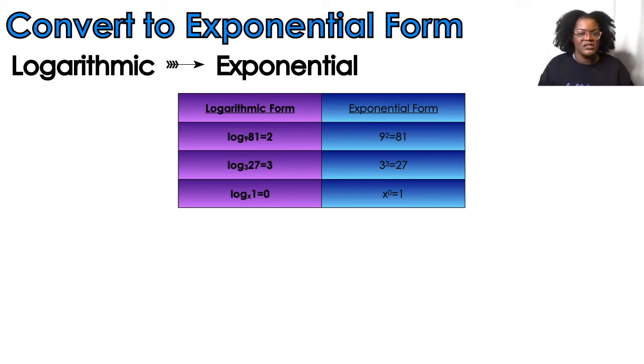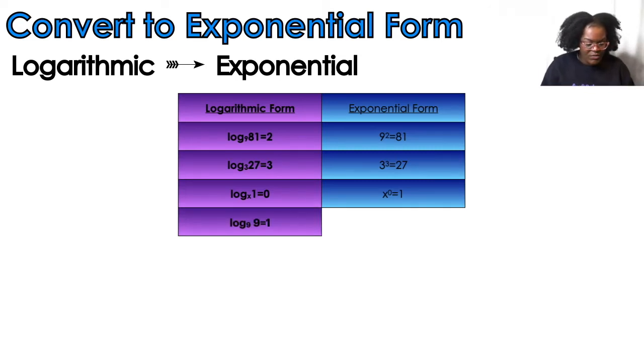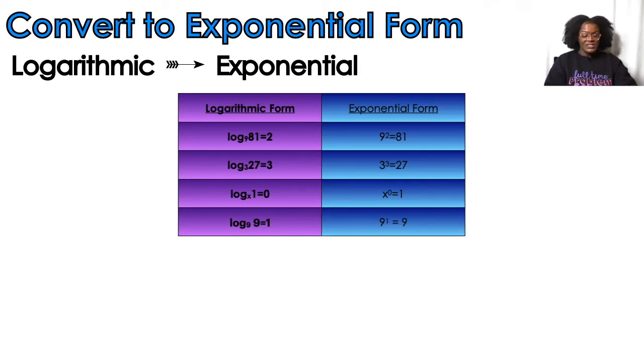This should be making sense, okay? Backwards, forwards, backwards, forwards. All right. Log base 9 of 9 equals 1. My answer is the exponent. 9 to the first power equals 9. That makes sense, right? 9 to the first power does equal 9. Yay.